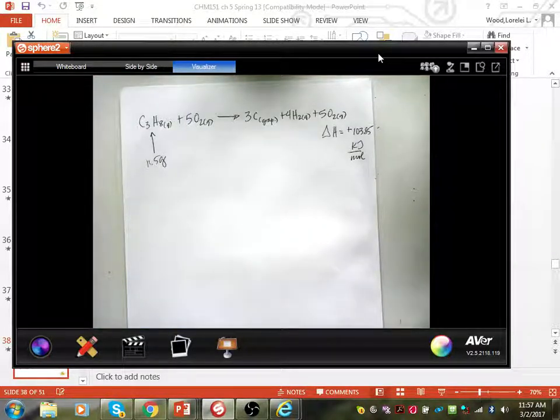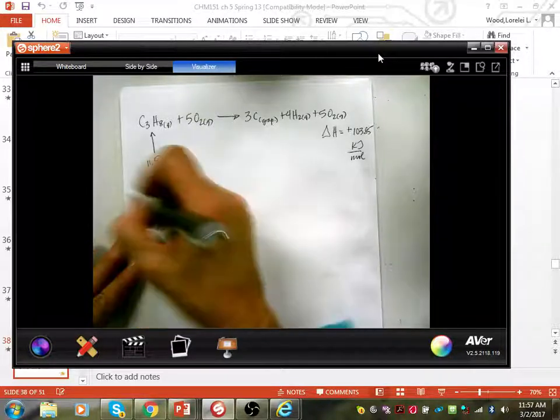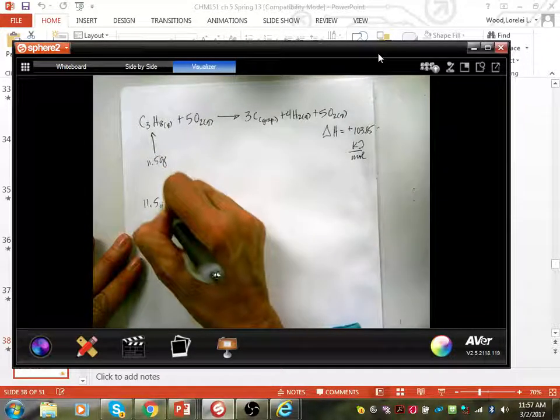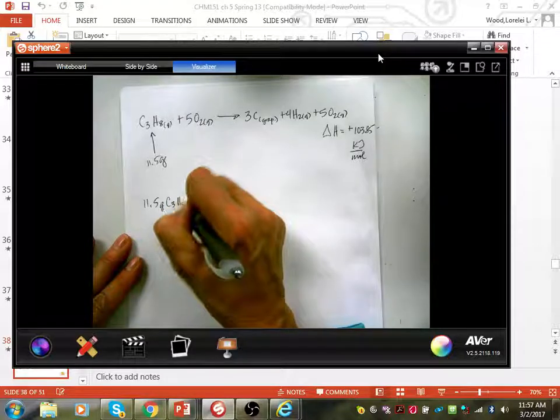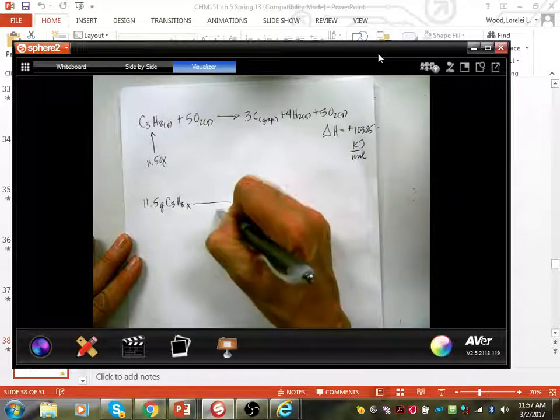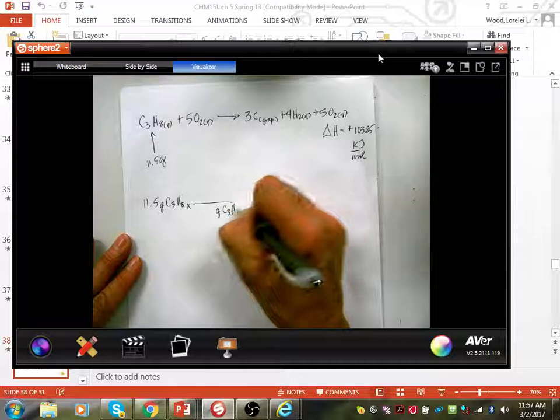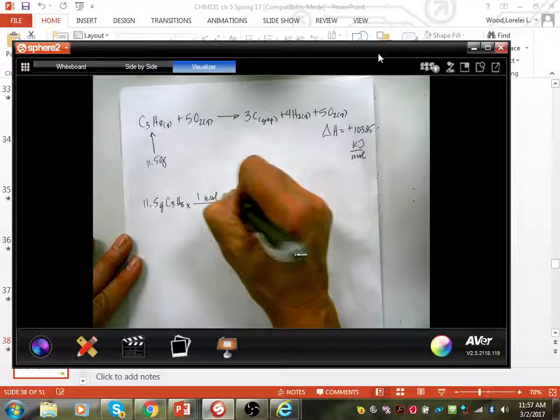Well, my universal method for solving chemistry problems, if I have no idea where to start, the first thing you should do is convert to moles. Right? We convert to moles. We take the 11.5 grams of the C3H8. All right, that sounds like a good starting point. So we want to go from grams of C3H8 to moles of C3H8.